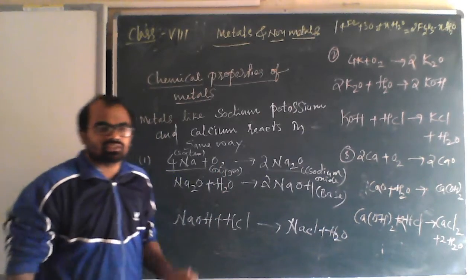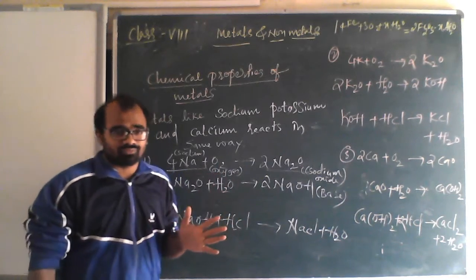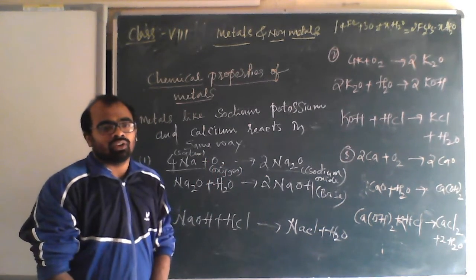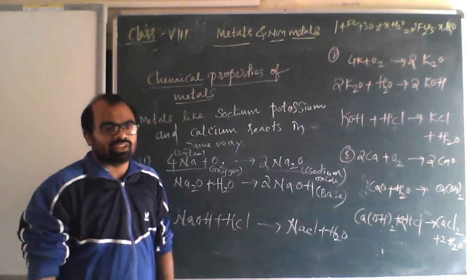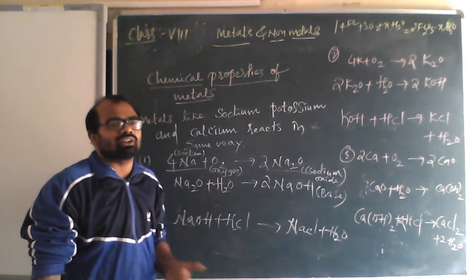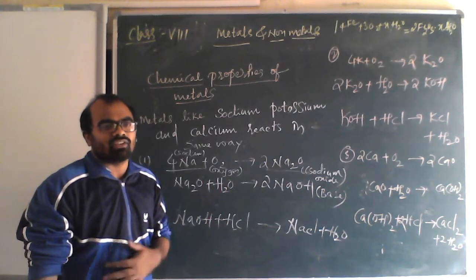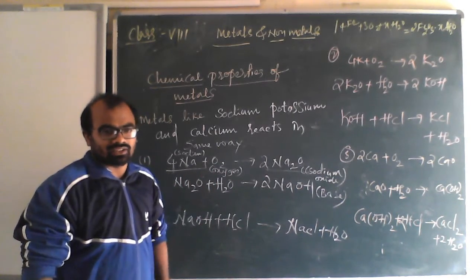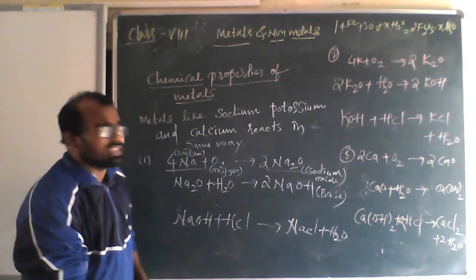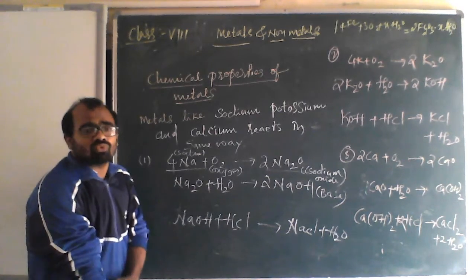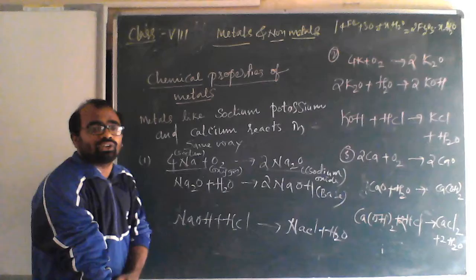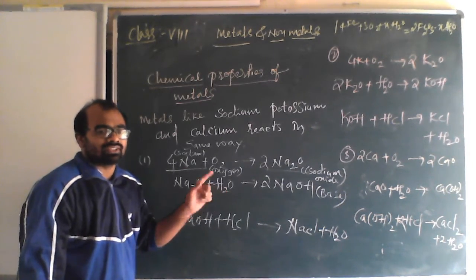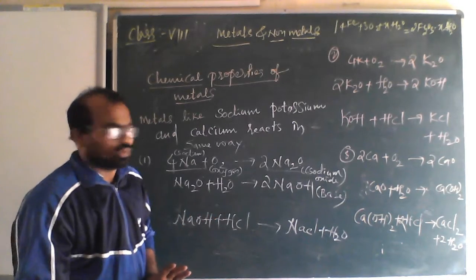How to write this? You have to write the reaction, there is no option: Na plus O2 gives Na2O. Then balancing you have to do, but you will learn that in 10th class, balancing of chemical equations. For now, as per the 8th class syllabus, 4 Na plus O2 will give 2 Na2O.